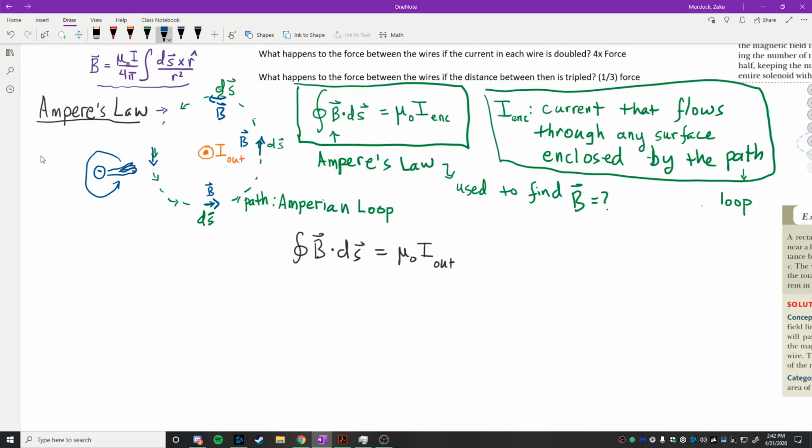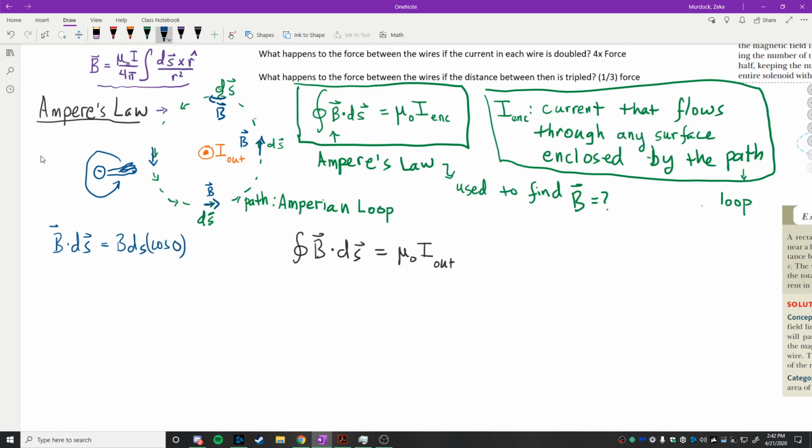The biggest thing to understand now is that the magnetic field and ds are pointing in the same direction, right? That means, what does that mean about B dot ds? What can I reduce this down to? If the angle between the two of them is 0, right, B and ds are pointing in the same direction, then you get B times ds times the cosine of 0, which is 1. So you just get B ds, right?